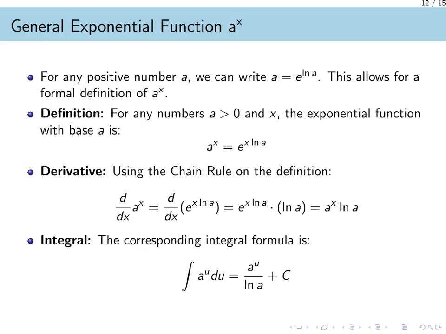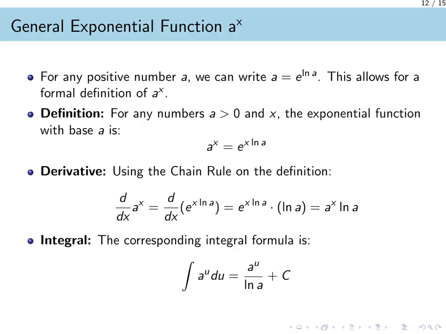The formal definition for any positive base, a, is that a to the power of x equals e raised to the power of the quantity x times the natural log of a. Using this definition, we can find its derivative with the chain rule. This shows that the derivative of a to the power of x is simply a to the power of x itself, multiplied by a constant factor, which is the natural log of the base a.